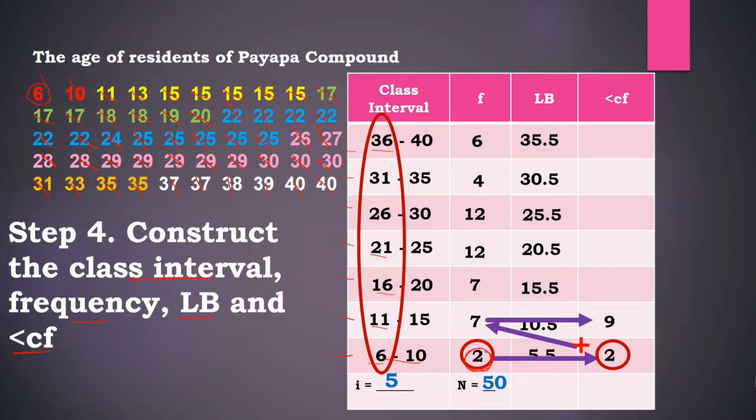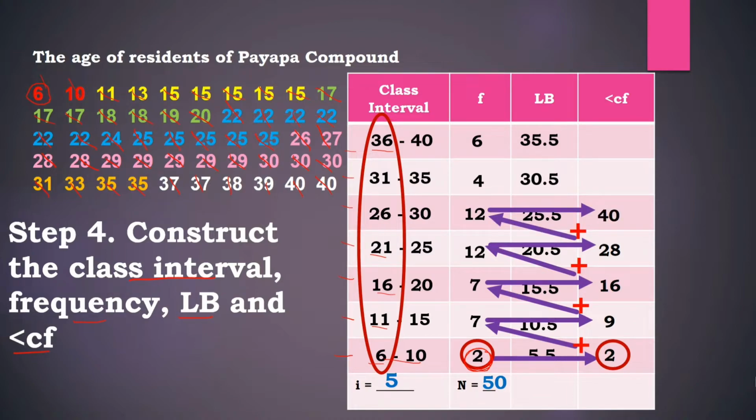Okay, so that's 9. 9 plus 7, that's 16. 16 plus 12, that's 28. 28 plus 12, that's 40. 40 plus 4, that's 44. And 44 plus 6, that's 50. So, take note that itong less than cumulative frequency ay dapat mag-coincide dito sa total number of frequency.